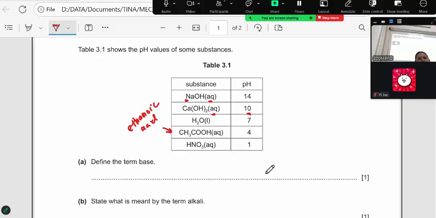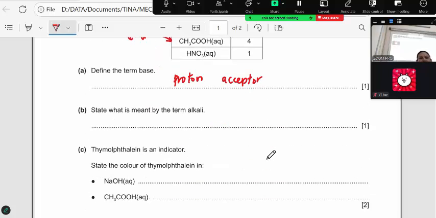So define the term base. So if acid is proton donor, base is proton acceptor. Okay, an alkali is a soluble base.